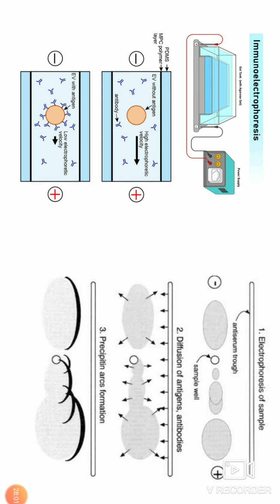So next, coming to immunoelectrophoresis. Here you know that there is movement of antigen and antibody in an agarose medium, but in the presence of an electric field, that is, agar precipitation under an electric field. So you have a combination of electrophoresis and immunodiffusion here.